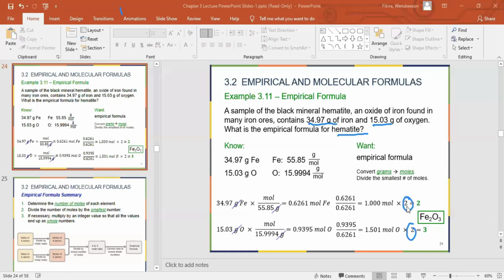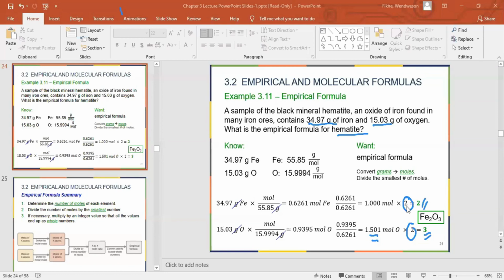To make the second number into a whole number, into integers, you see 2 and 3. Okay, so that number is used as a subscript to write the formula, which is Fe2O3. If 2 doesn't bring the mole ratio into a whole number, then you may have to try another number, maybe 3, maybe 4. But in this case, we are lucky. The number 2 works. The number 2 helps us to multiply both, and then we get 2 and 3, we get Fe2O3.